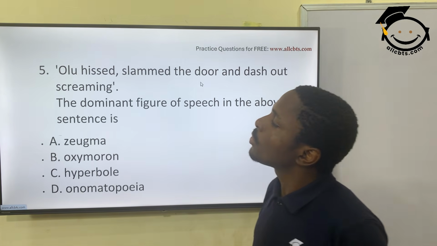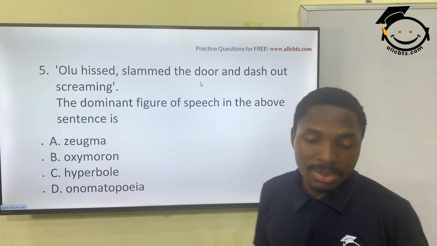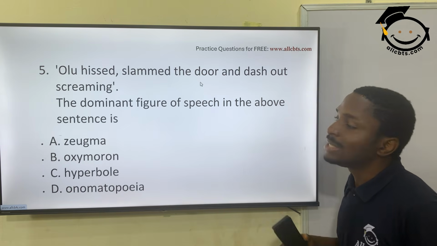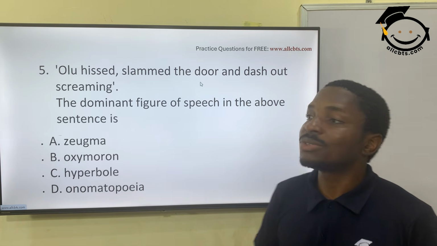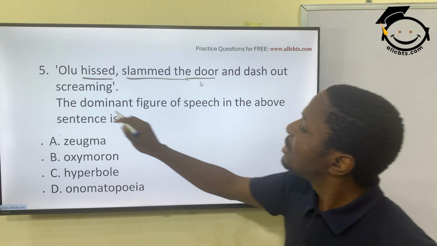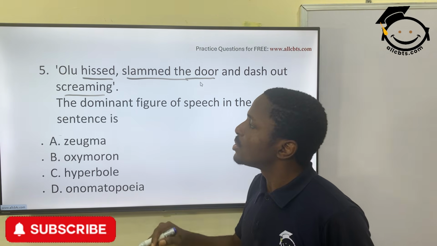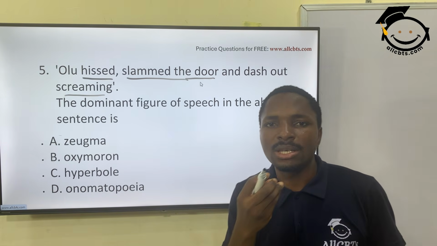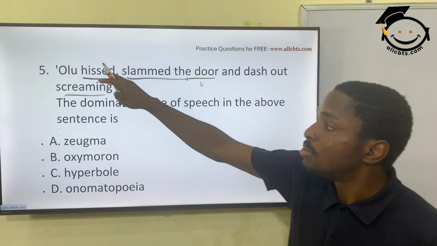Then, next question. Olu hissed, slammed the door and dashed out screaming. Okay, we have 3 actions. He hissed, he slammed the door, he's out, he's screaming. So the dominant figure of speech in the above sentence is what? So we have two expressions that relate to words or sounds, and then you have action, slamming the door. So this is the dominant.